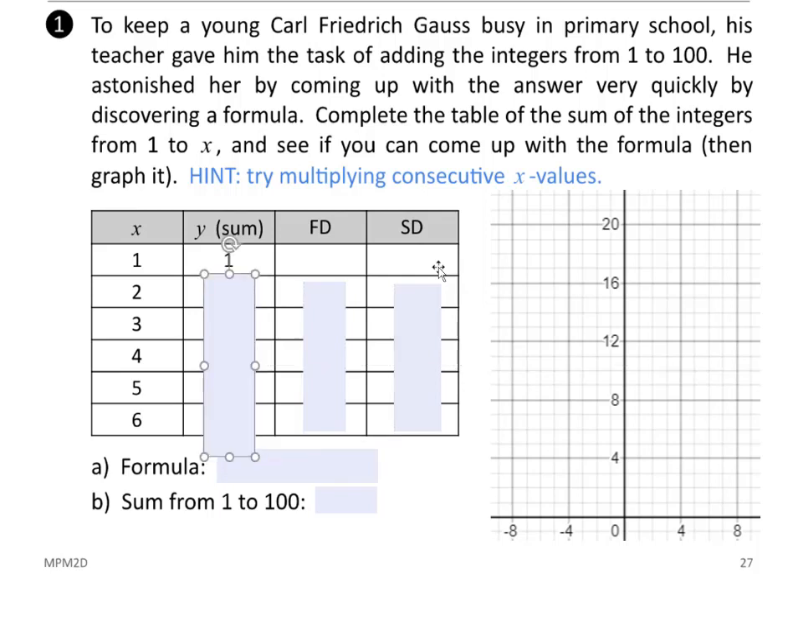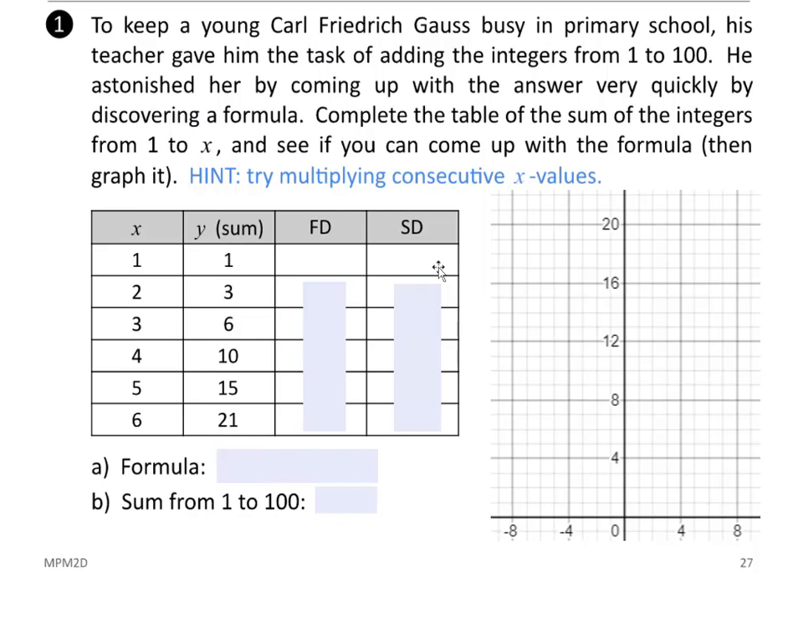Then 2 plus 1 is 3. Then 3 plus 2 plus 1 is 6. Then 4 plus 3 plus 2, so 4 plus 6, which is our last answer here, should be 10. 5 plus 10, 15. 6 plus 15, 21. Okay, now we can take our first difference.